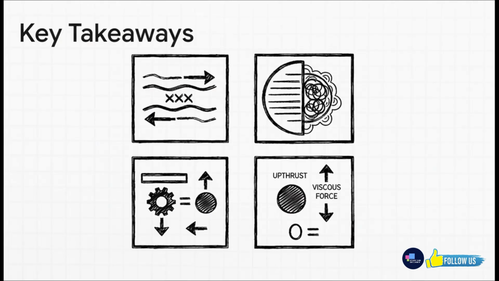So let's do a very quick review of the most important points. Number 1, viscosity is just internal friction. Number 2, flow can be smooth and orderly, which is streamline, or messy and chaotic, which is turbulent. Number 3, we have two powerful tools to calculate forces, Newton's equation and Stokes' law. And finally, the whole idea of terminal velocity boils down to one simple thing. All the forces are balanced and the net force is zero.